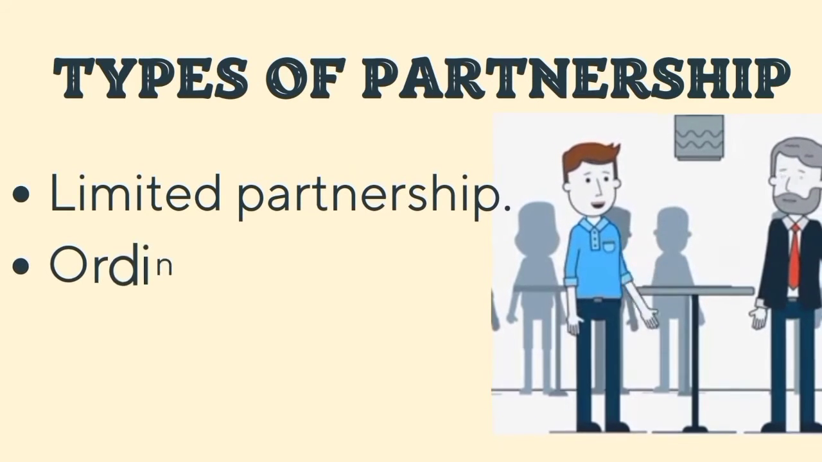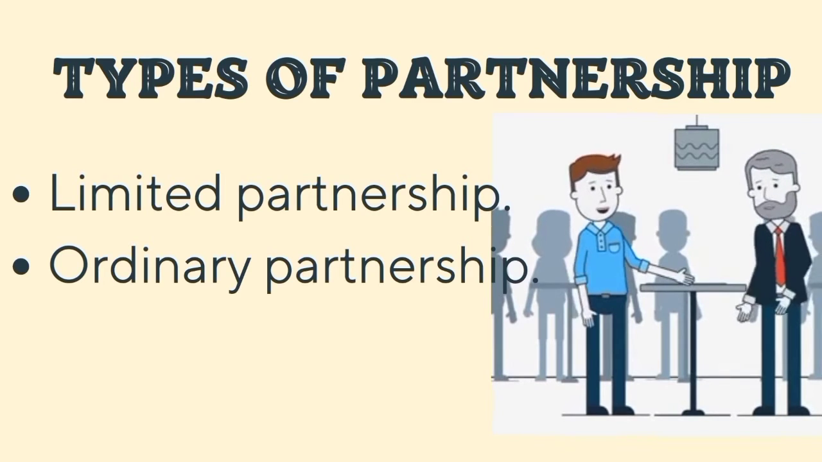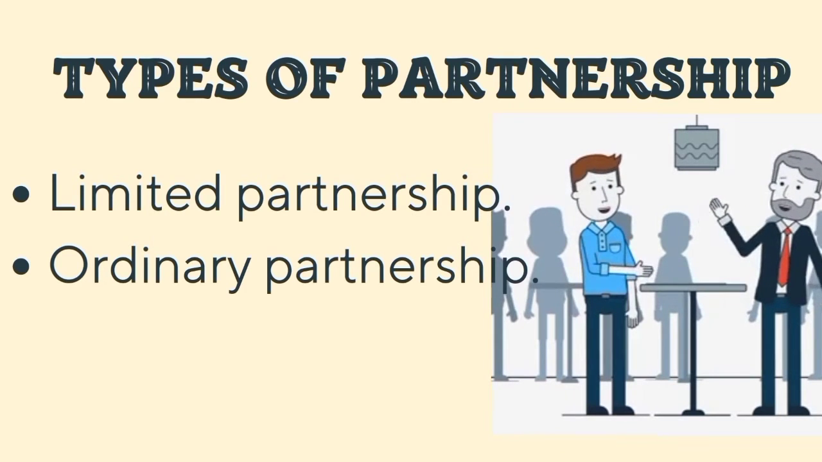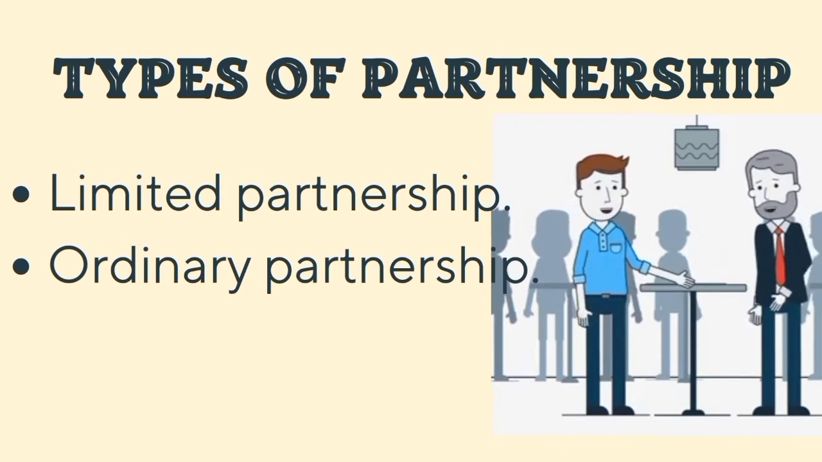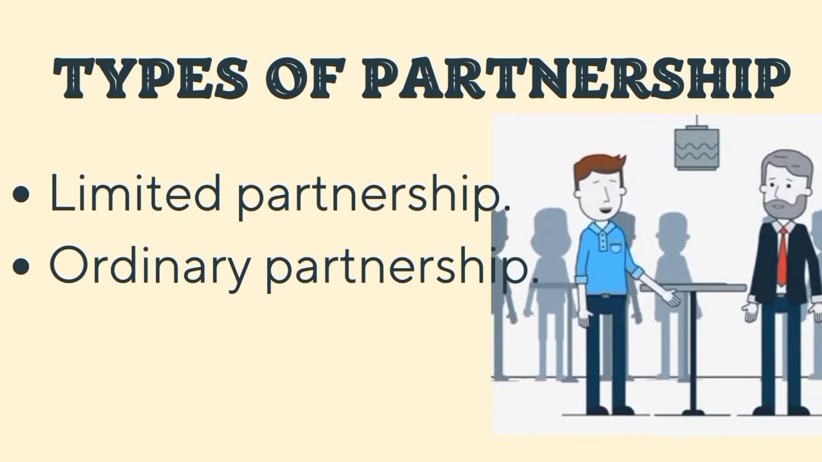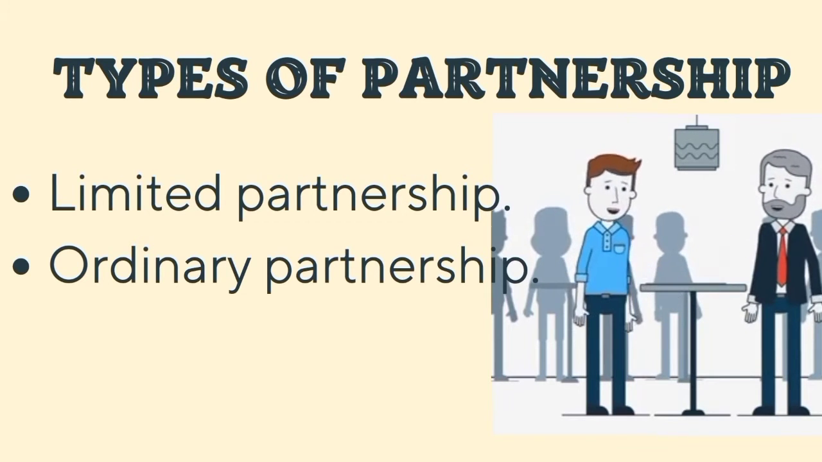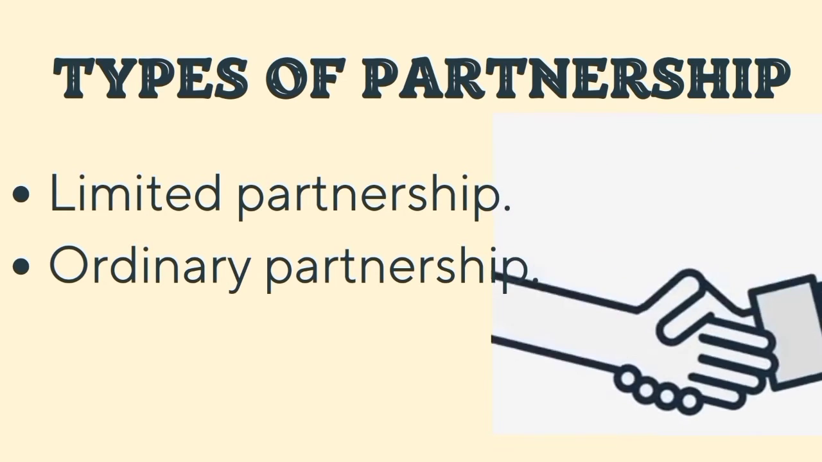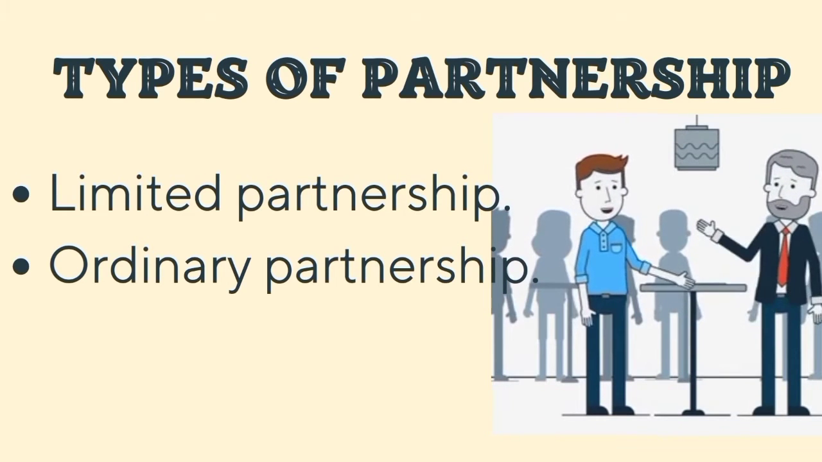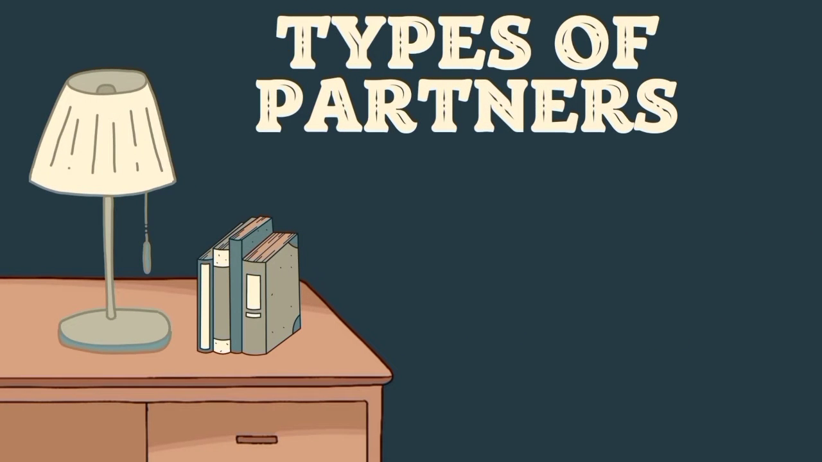Now, let's go to types of partnership. Limited partnership refers to partners that are restricted to the amount of capital contributed. And then ordinary partnership, all members take active part in management of the business and are generally liable to any loss or risk. That will lead us to types of partners.